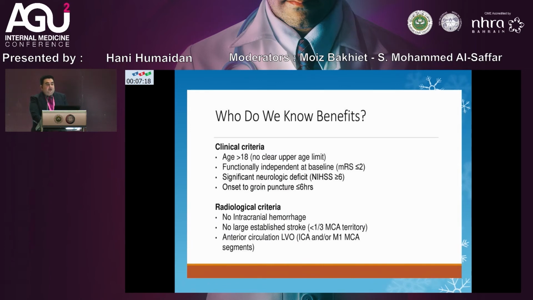Okay, so who do we know benefits? The criteria are age more than 18, functionally independent, like I mentioned, modified Rankin score below 2, and significant neurologic deficit, so NIH score more than 6. The onset to groin puncture should be less than 6 hours. Radiological criteria: no intracranial hemorrhage, no large established stroke, that is less than 1/3 of the MCA territory. And anterior circulation large vessel occlusion.